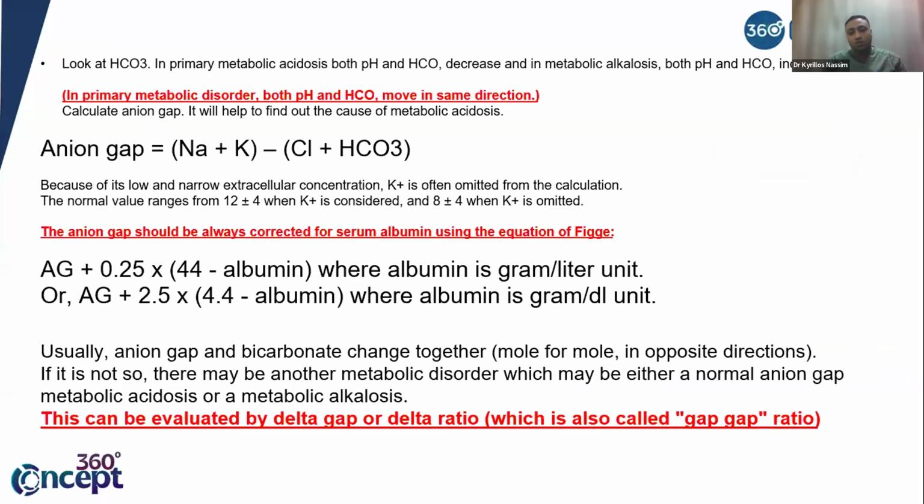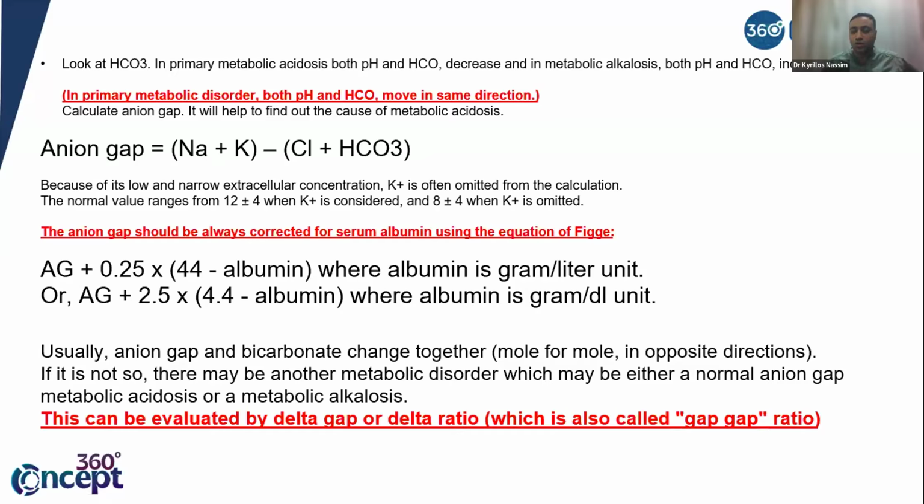So let's go to metabolic acidosis and metabolic alkalosis. Like I said, in a primary metabolic disorder, both pH and bicarb move in the same direction. And when I have a metabolic acidosis, I must calculate the anion gap. Why should I calculate the anion gap? It will help to find out the cause of metabolic acidosis, which is the cornerstone of the exam question. Find the cause to find what the next step is. Always they say, what is the cause? What will be your next step?